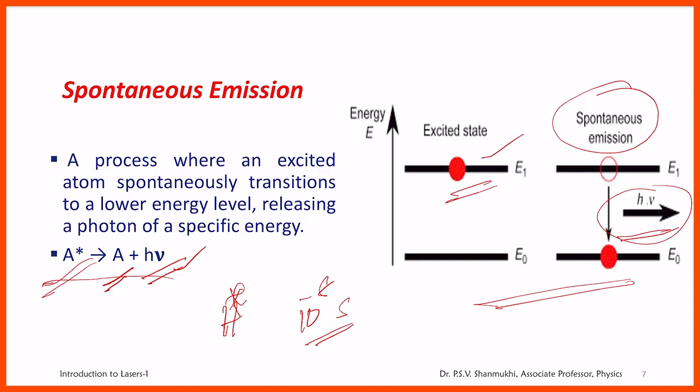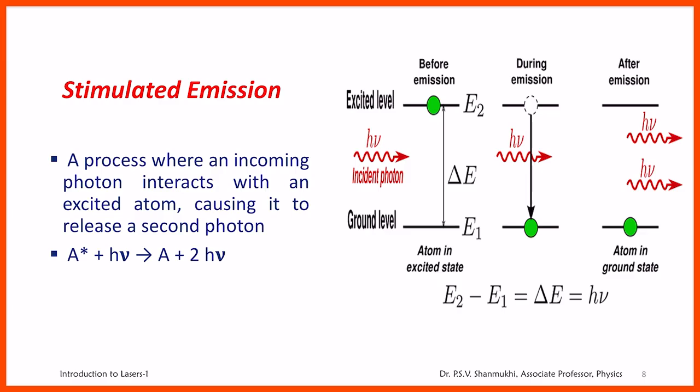Suppose we do not want to wait up to its lifetime. So, within the lifetime, suppose a photon of energy h nu is incident on the atom. The atom is already in the excited state. Now the photon energy h nu is incident on the atom, which is already in the excited state. So, what happens? This incident photon will stimulate the atom, will provoke the atom.